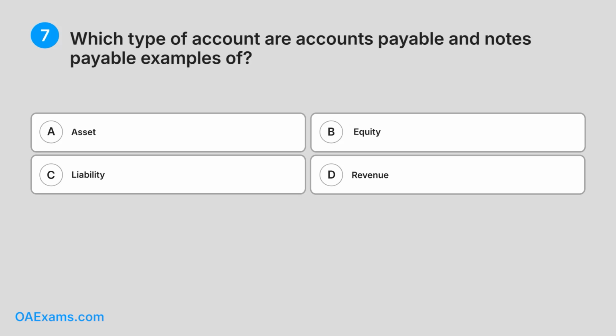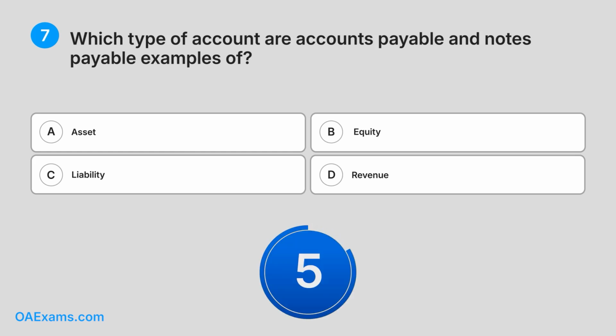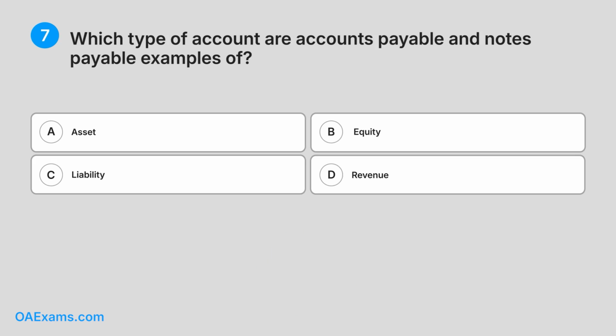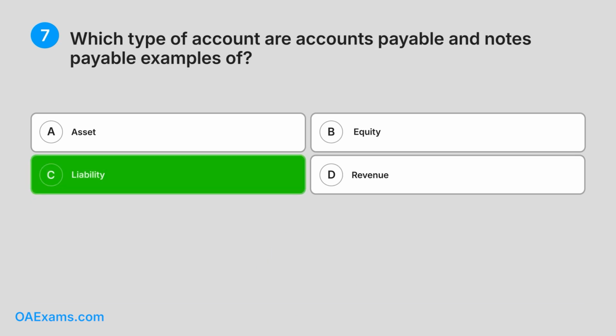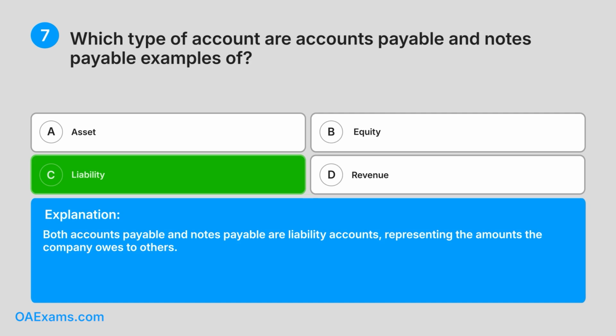7. Which type of account are accounts payable and notes payable examples of? A. Asset. B. Equity. C. Liability. D. Revenue. Can you guess the answer? Correct answer: C. Explanation: Both accounts payable and notes payable are liability accounts, representing the amounts the company owes to others.